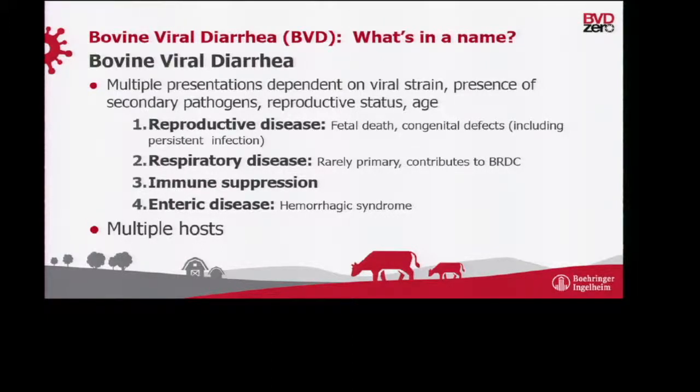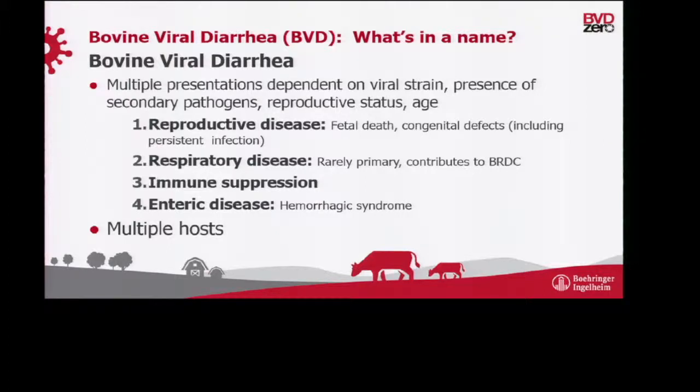Dr. Fox, when he first came across the first animal who subsequently was case number 1, case 0 for BVD, it was presented as diarrhea, and he thought at first it was winter dysentery. And from there, everything was called bovine viral diarrhea, but we know now that diarrhea is rarely seen. And we have multiple presentations dependent on viral strain, presence of secondary pathogen, reproductive status, and age. So it has its biggest impact on producers, arguably as a reproductive disease, where we get fetal death, congenital defects, including persistent infection. We'll talk about that in a minute.